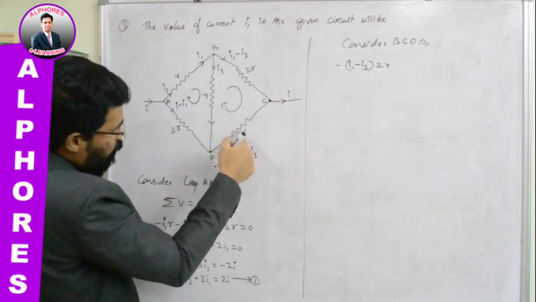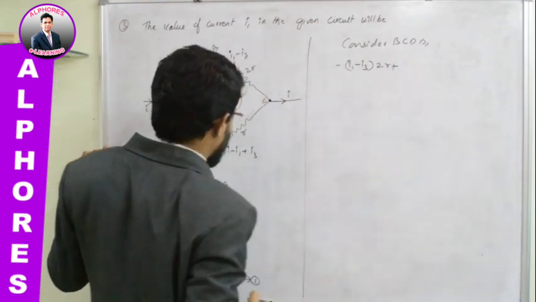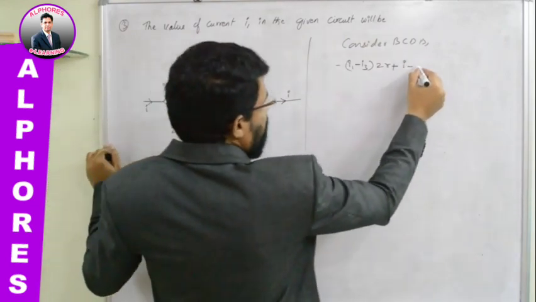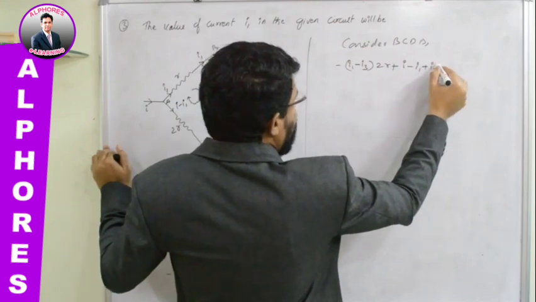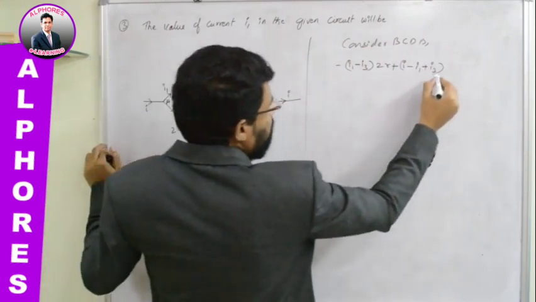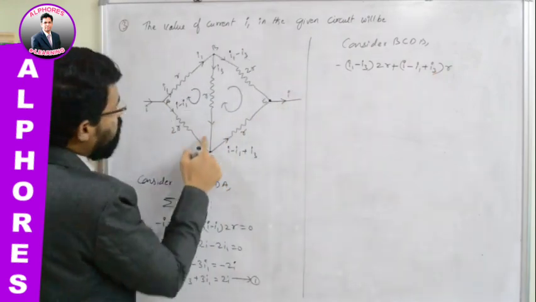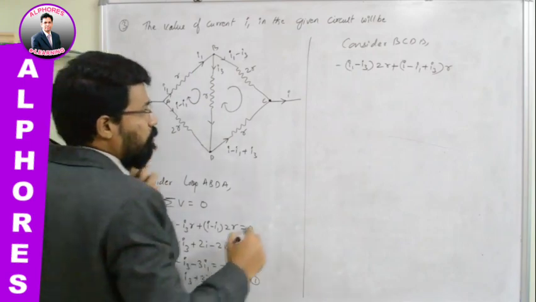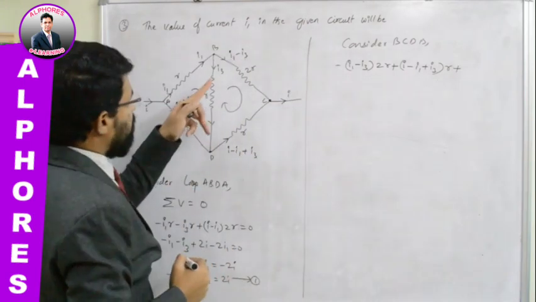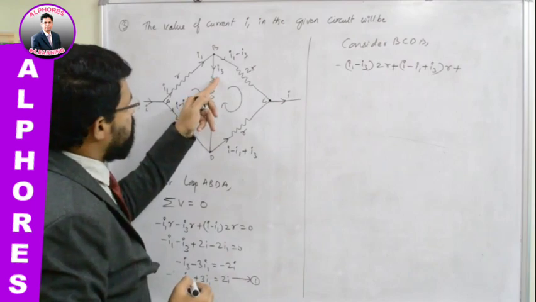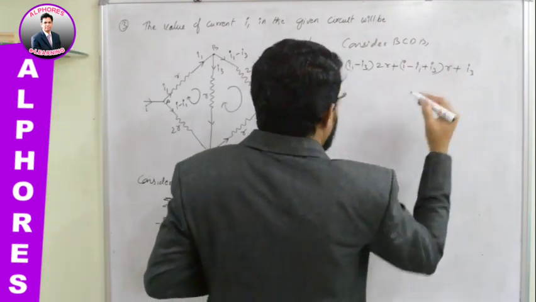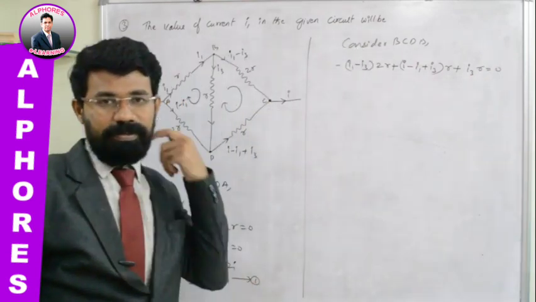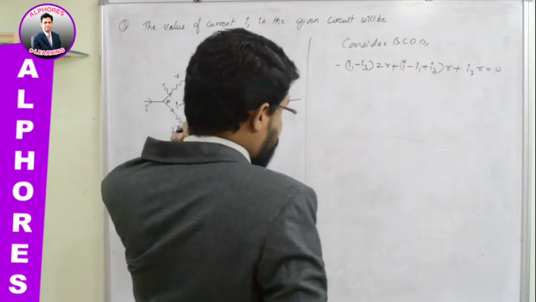Now, B to C, C to D. Here you are traveling opposite to the direction of the current. You will have plus. How much is the current here? I minus I1 plus I3, into, how much is the resistance? R. And from D to B, again you are traveling in a direction opposite to the current direction. So you will have plus. How much is the current from D to B in that branch? I3. How much is the resistance offered here? R. Equal to what? 0. So that's how you can write the equation by applying the loop law.